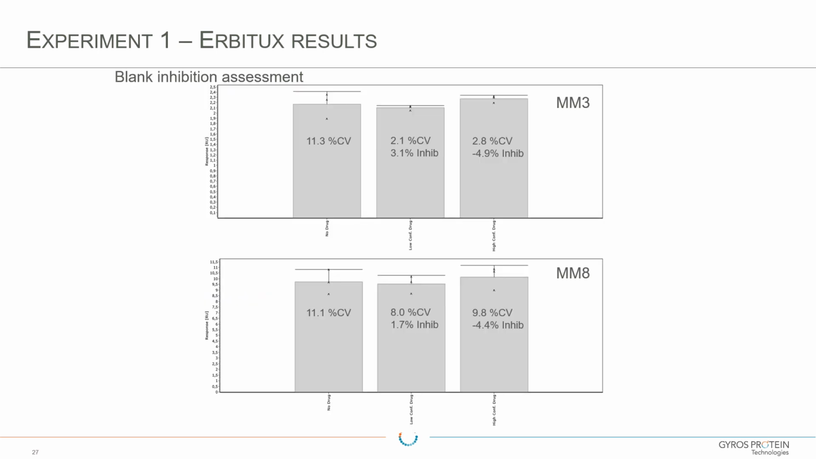As I mentioned, we also want to make sure there's no blank signal inhibition. Sometimes when you add the drug to the blank, it causes a reduction in the signal, even when there's no drug present. In this case, there's only a very minor, if any, inhibition in the signal, so we are good to go with the screening confirmatory approach.